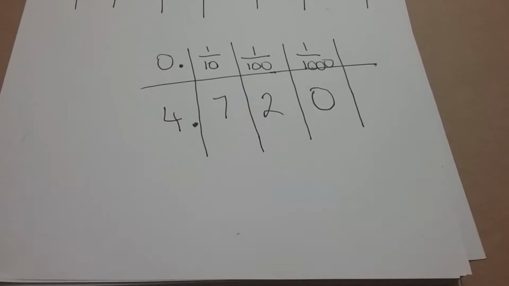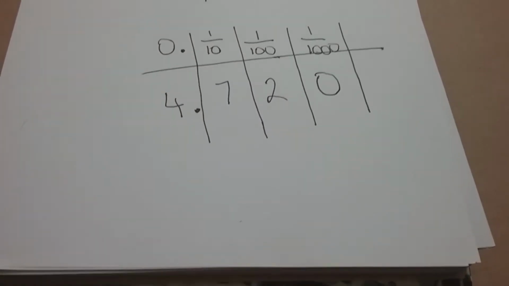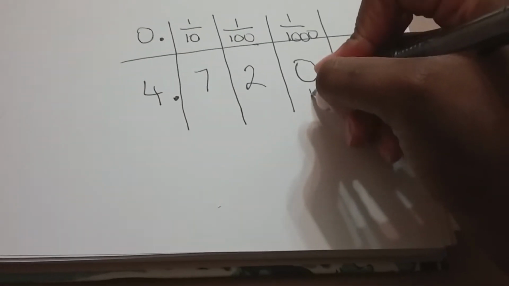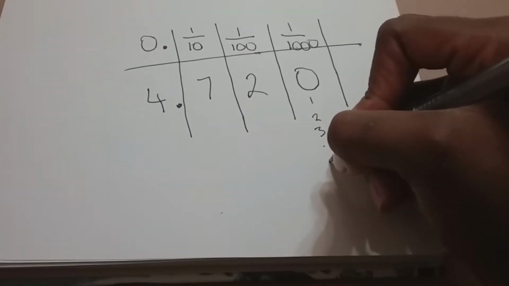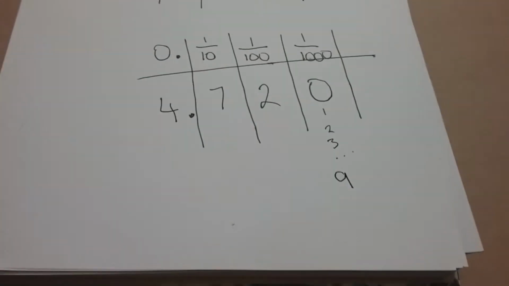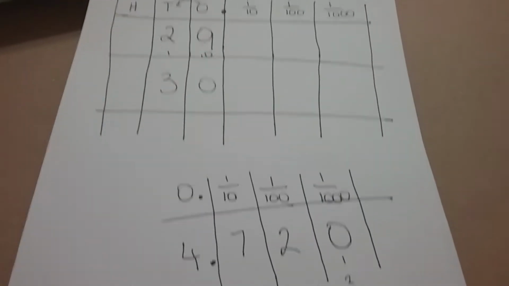If, though, I wanted to count up in thousandths, all I'm going to change is what is in that thousandths place. So I'll go from having a 0 in the thousandths place to having a 1, then a 2, then a 3, and so on, until I get to 9. Guess what's going to happen after 9? Well, same thing that happened up there. See how 29 became 30?